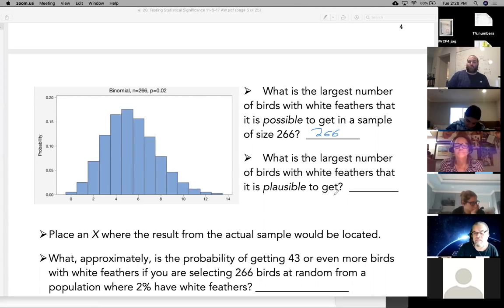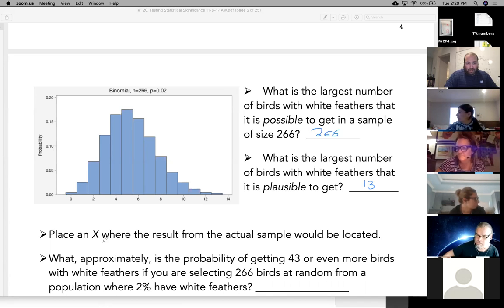What is the largest number of birds with white feathers that is plausible to get if you have a 2% chance of having a bird with white feathers? You can use the graph for this. What does the graph say is the highest plausible amount? 13, right? The highest that we ever got was 13. So anything higher than 13 is very unlikely. Even 13, we only got less than 1% of the time. In fact, less than 1% is not even that plausible, but we'll keep it there.